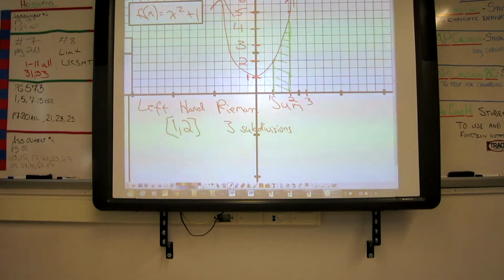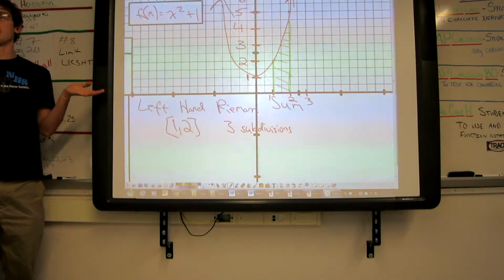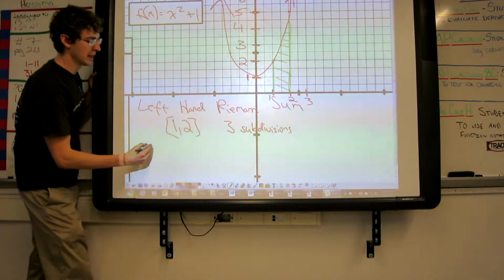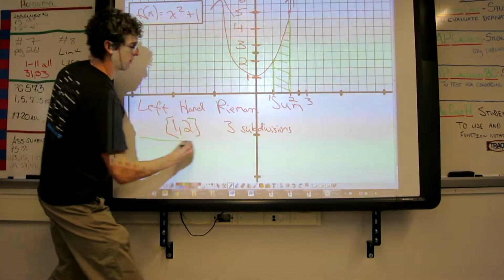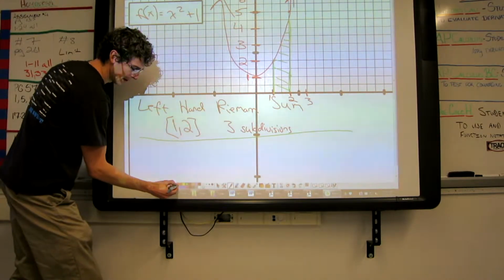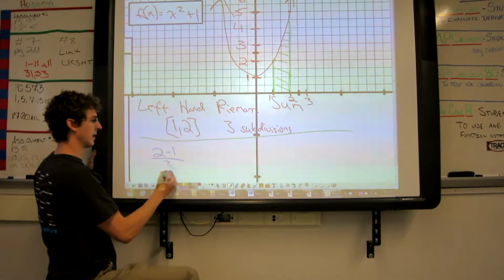All right, so let's do this together. Yeah, the height. First off, the width is 1/3. You guys got that? That's easy. But the way we get the width is going to be 2 minus 1 over 3, because you guys can figure it out here, but sometimes it might be harder. So 2 minus 1 over 3, that's our 1/3.